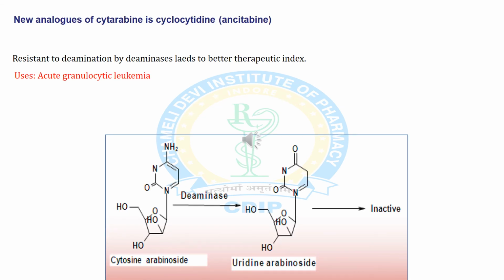The next drug in this class is an analog of Cytarabine. It is resistant to deamination by deaminase, which leads to a better therapeutic index. It is used in acute granulocytic leukemia. So what is the basic difference? Cytarabine has a lower therapeutic index. That's why we developed this analog.